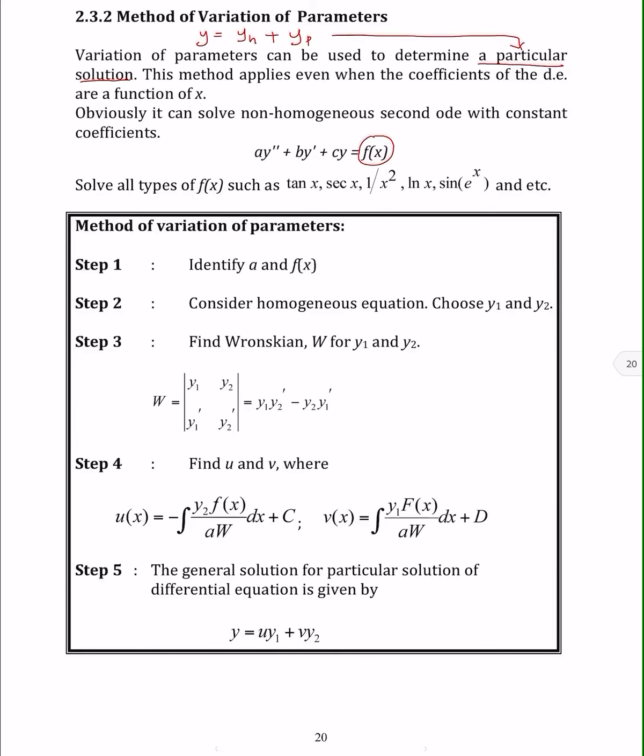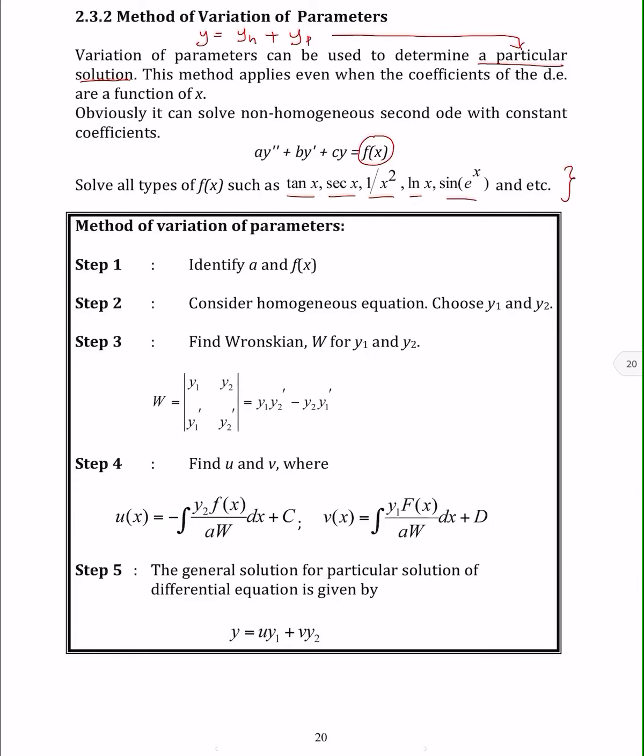Because in the first method, the method of undetermined coefficients, we can only solve four cases: polynomial, exponential function, sine and cosine function, and also the sum and product of cases 1, 2 and 3. What about the case of f(x) when we deal with tan x, sec x, 1 over x squared, ln x, sine of e to the x, and so forth? The method of variation of parameters can solve this type of f(x), including cases 1, 2, 3 and 4 of undetermined coefficients. So it is widely used.